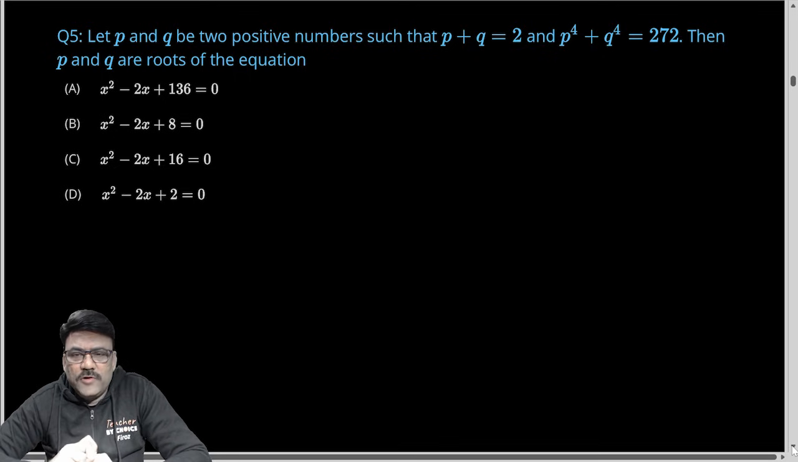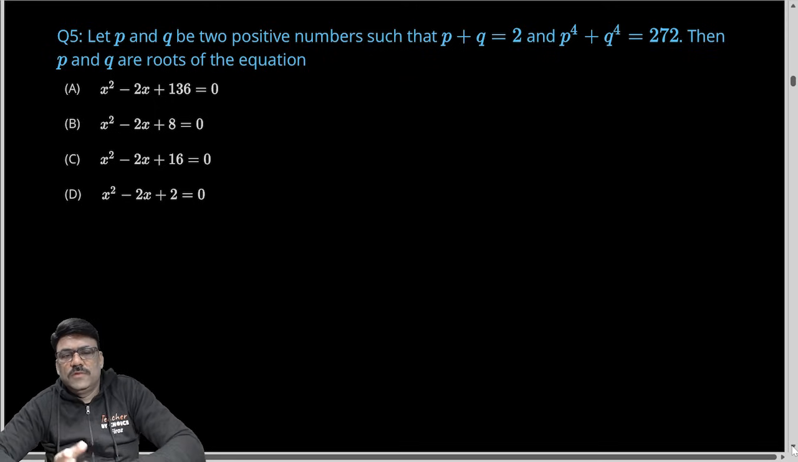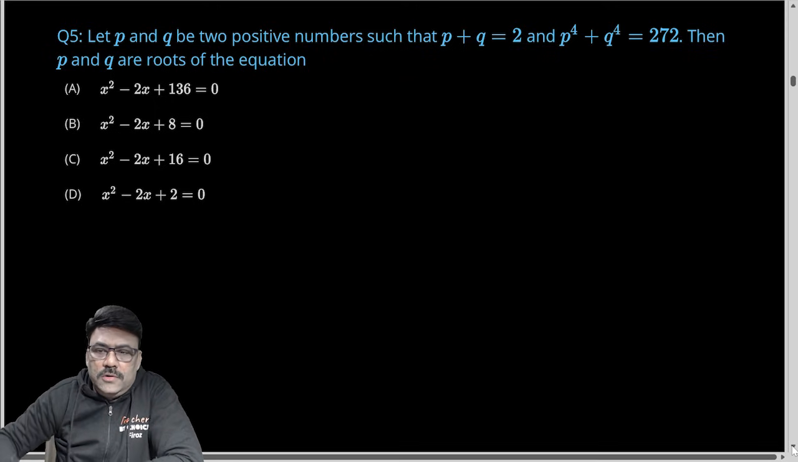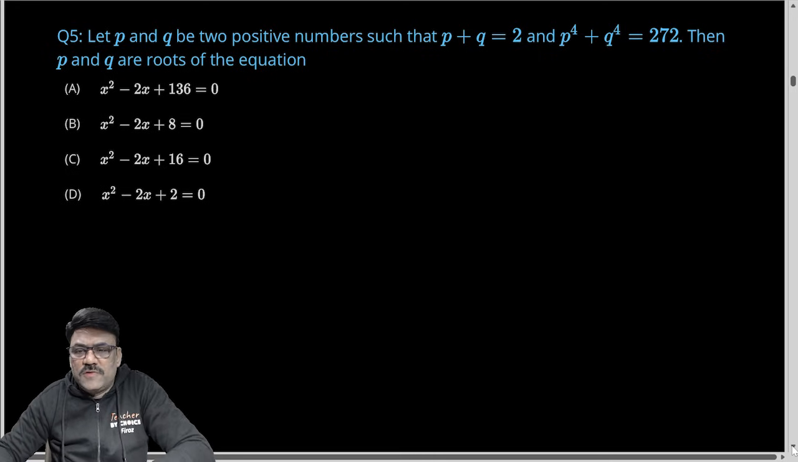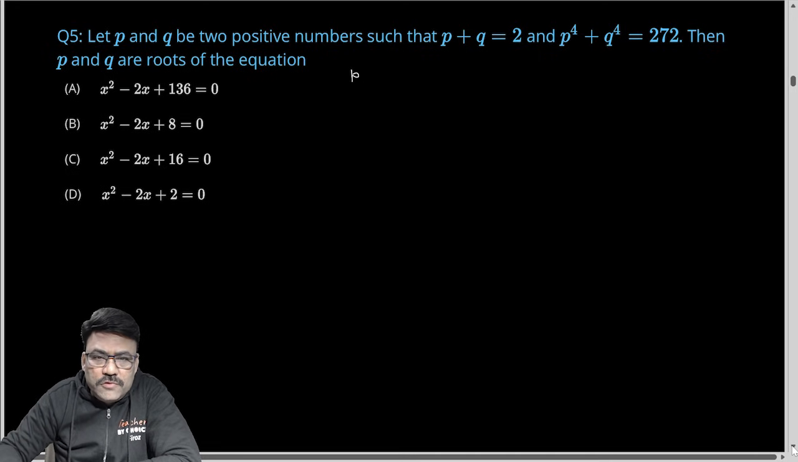P and Q are two positive numbers satisfying these two equations. Then you have to form a quadratic equation whose roots are P and Q. So see, P raised to 4 plus Q raised to 4 is 272. And p raised to 4 plus q raised to 4 can be written as (p square plus q square) whole square minus 2 times p square q square. It is 272.